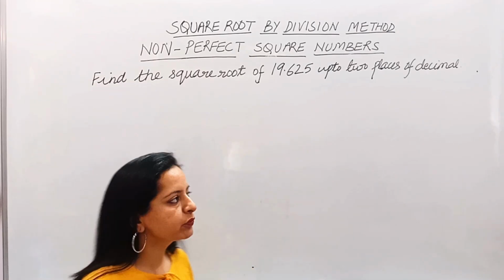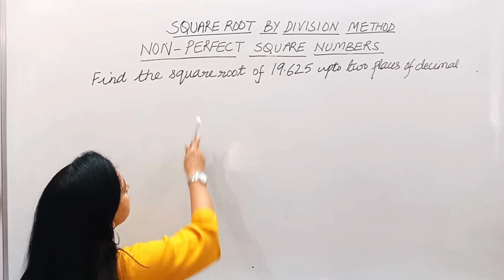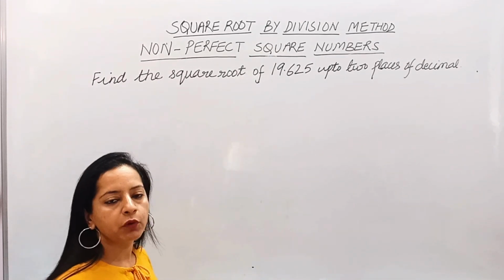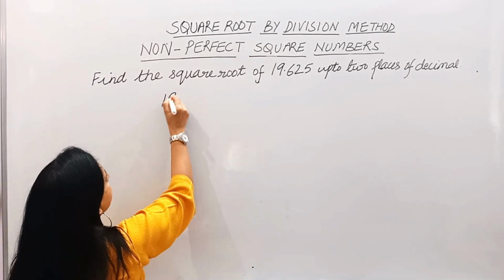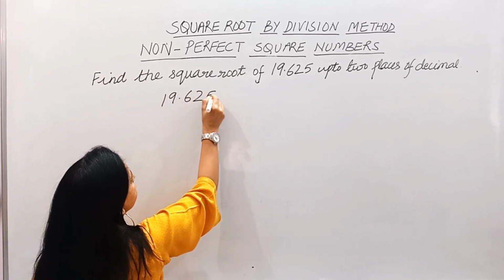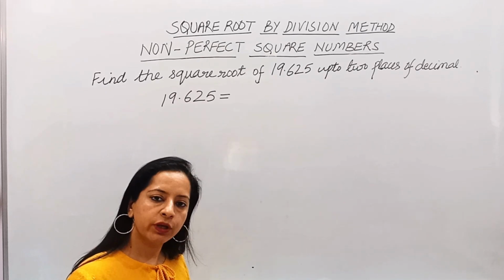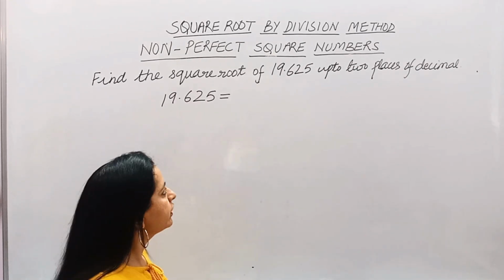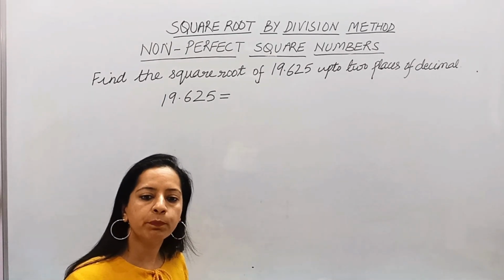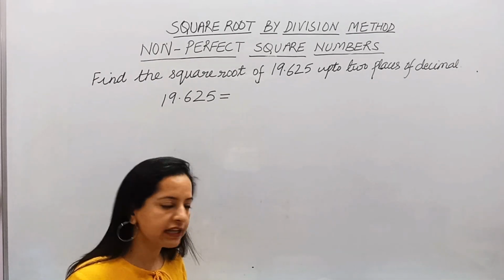So let us get started with the first question. We need to find the square root of 19.625. I have here 19.625. We need to calculate the answer up to 3 places of decimal. So for 3 places of decimal, we should have 3 pairs of digits after the decimal.